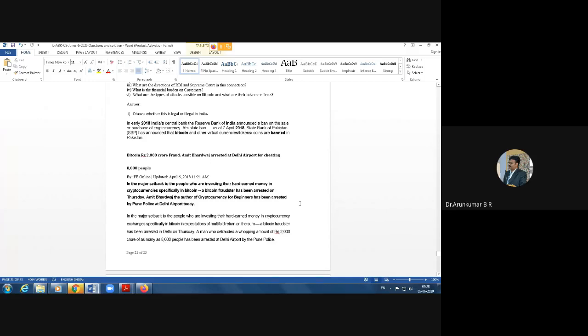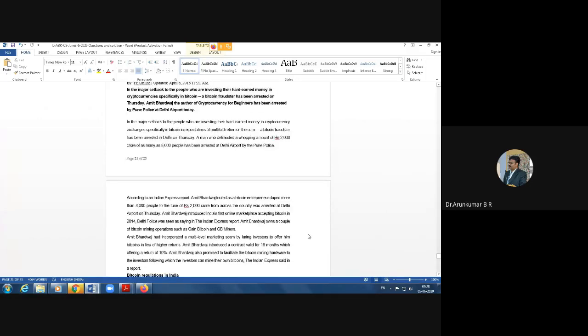People were investing in cryptocurrency exchange, specifically in Bitcoin, in expectation of multifold returns on the sum, and a Bitcoin fraudster has been arrested, as I have explained. According to the Indian Express report, Amit Bharadwaj, treated as a Bitcoin entrepreneur, duped more than 8,000 people to the tune of rupees 2,000 crore. He was arrested at Delhi airport.